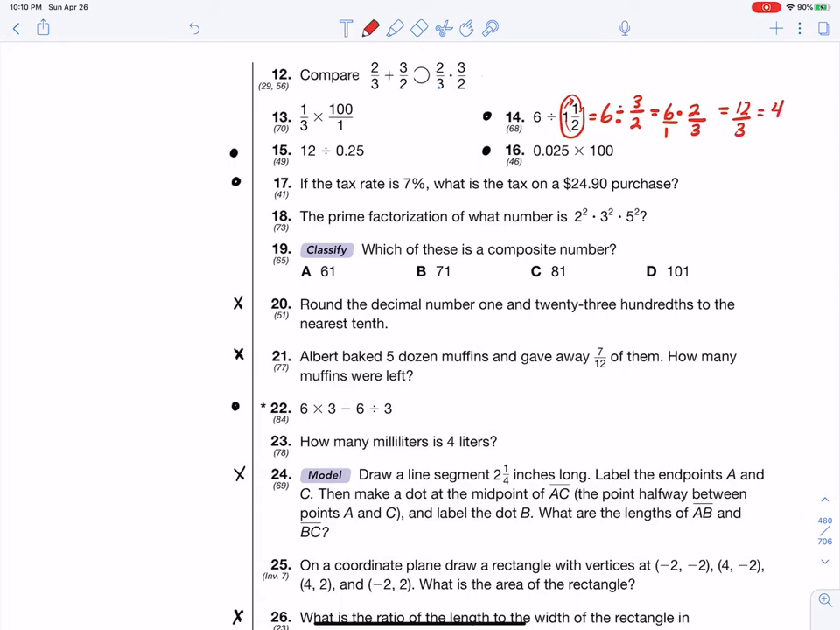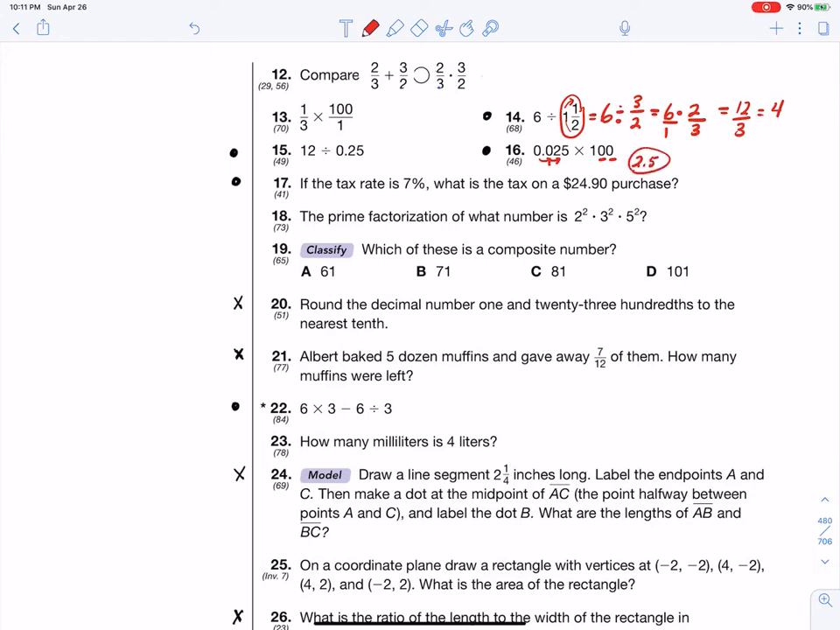Number 16, I have 0.025 times 100. 100 is one of those nice numbers where you just have to move the decimal. That works for 10, 100, 1,000, that type of pattern. You count your zeros and you move your decimal that many spaces. I'm moving it to the right because I'm multiplying. If I were dividing, I'd move it to the left. So my answer is 2.5.